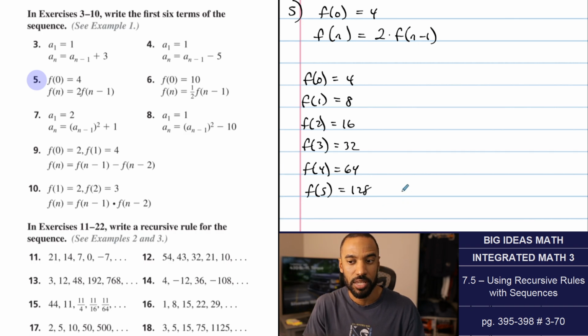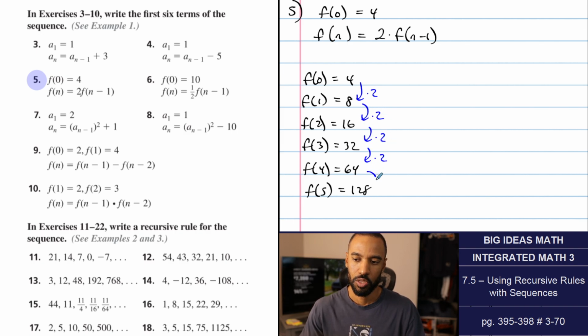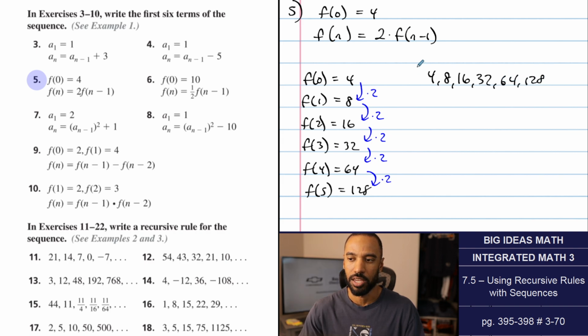Now, do I do f of 6? No, because this would have been the first term there of f of 0. So it's that multiplied by 2, excuse me, each time. Those are your first 6 terms of this geometric sequence. Given that it has a common ratio, that's what this looks like here.